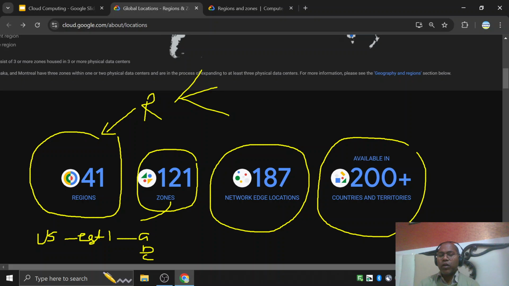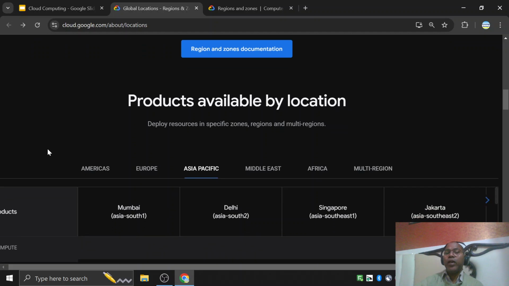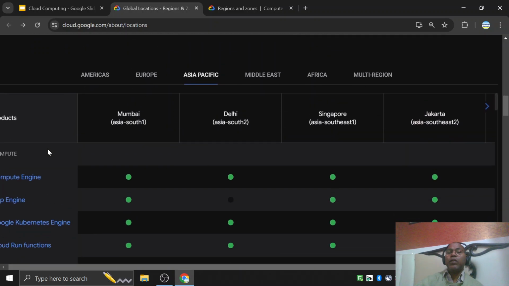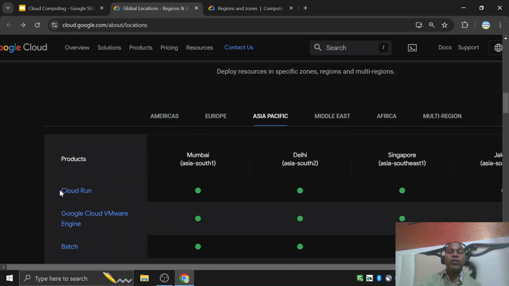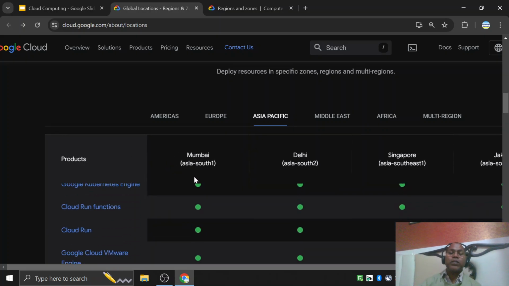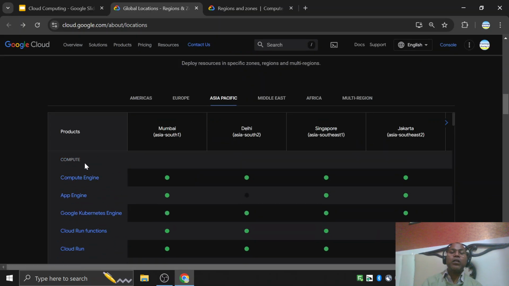So overall, Google Cloud provides services across the major part of the world. If you want to know which services are available in which regions, these are the high-level regions available, and here are all the products. Notice, these are all the product names.